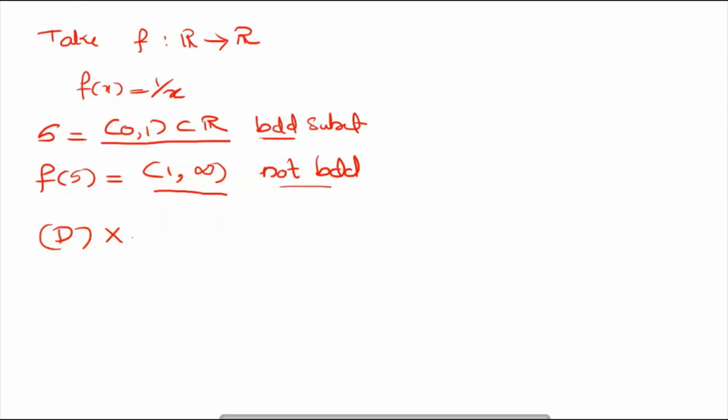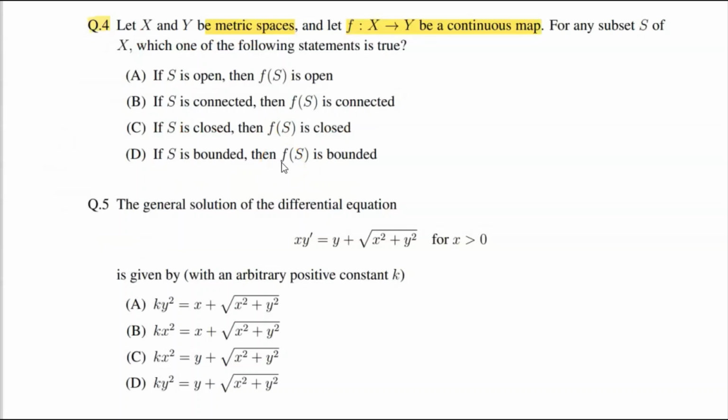So what we get? Option B: if S is connected, then f of S is connected. This is true. All other options are false.